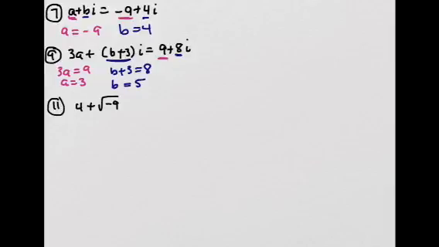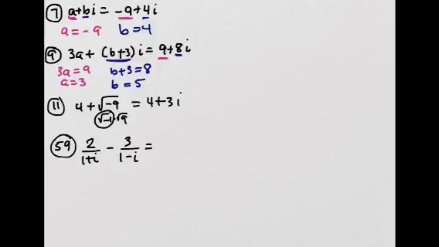For number 11, you have to simplify and write the number in standard form. So remember, square root of -9 is square root of -1 times square root of 9. So that gives you 4 plus 3i, because square root of -1 is i and square root of 9 is 3. Okay, so we're subtracting. So we need common denominators. So a common denominator would be, I'll just put one right here, 1 plus i times 1 minus i.